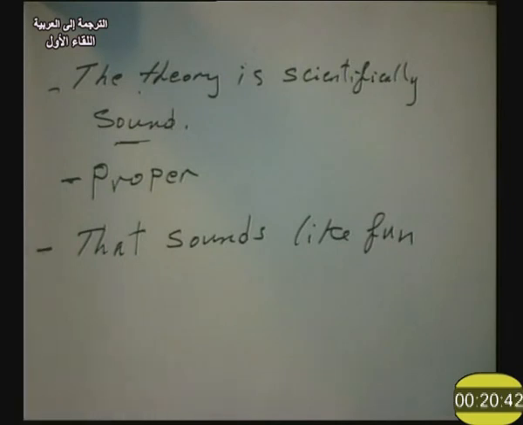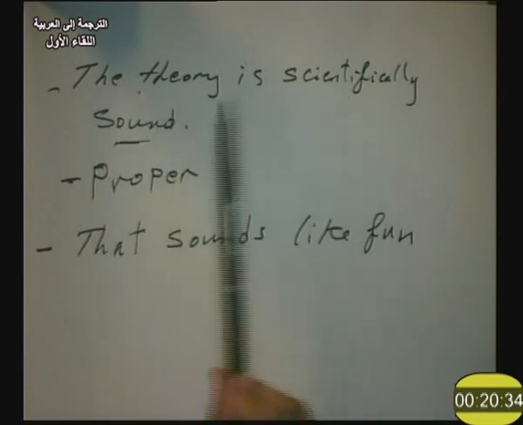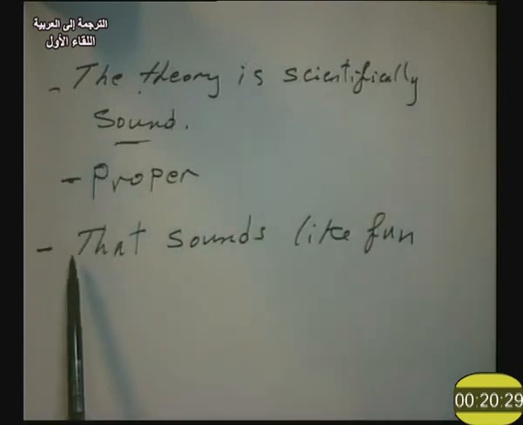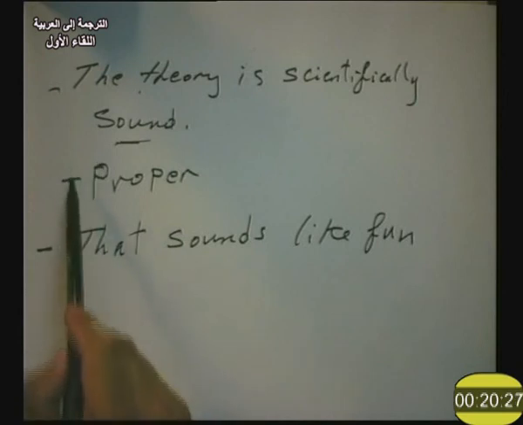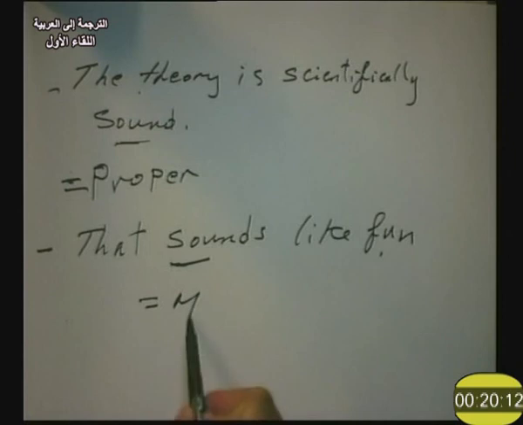So, the first example, sound, تعني الصوت. The second is the theory is scientifically sound. النظرية سليمة من الناحية العلمية. تعني proper. The third example is that sounds like fun. معنى appears يبدو أو يظهر. Sounds, appears, looks good.